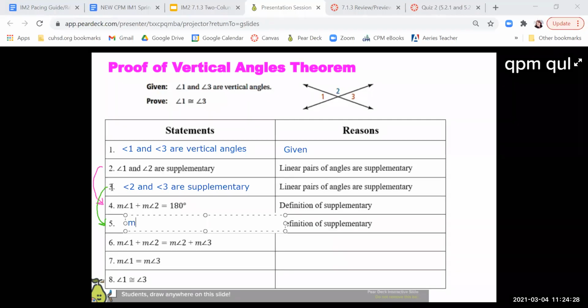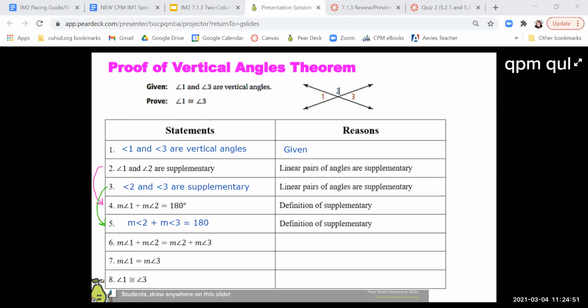So the measure of angle 2 plus the measure of angle 3 equals 180 as well, by the same reasoning. Okay, now we get to the let's-put-it-all-together part.